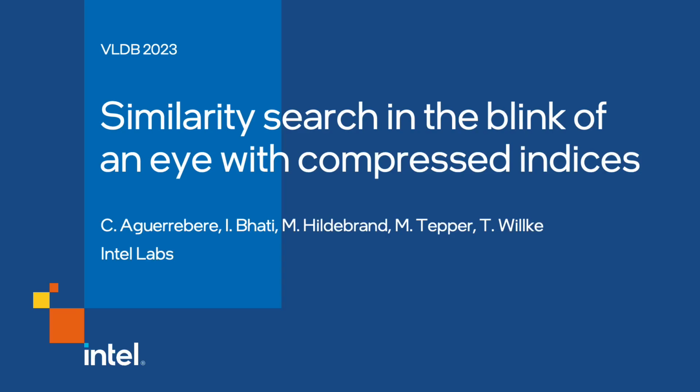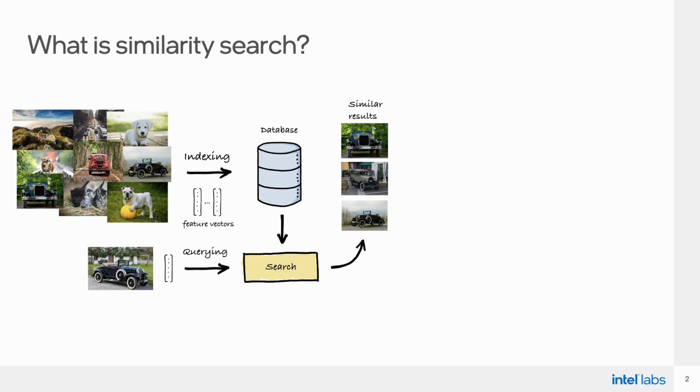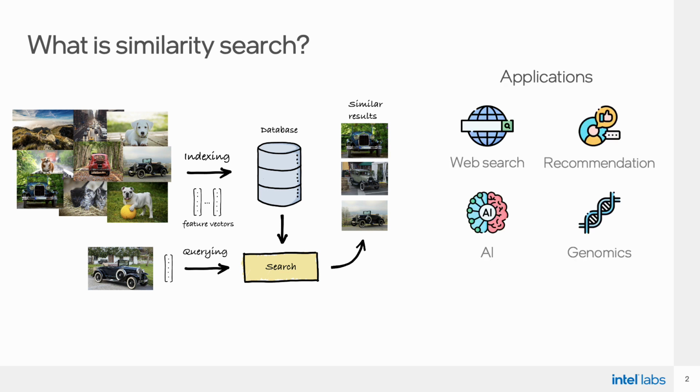In this video, we provide an overview of our work titled Similarity Search in the Blink of an Eye with Compressed Indices. First of all, what is similarity search? It is the process of searching and retrieving the items in a very large collection that are most semantically similar to a query. These semantics are defined in modern systems by extracting embedding vectors with deep learning models. The embedding vectors are stored in the database, creating special indices that allow us to search the database quickly and efficiently when a new query comes.